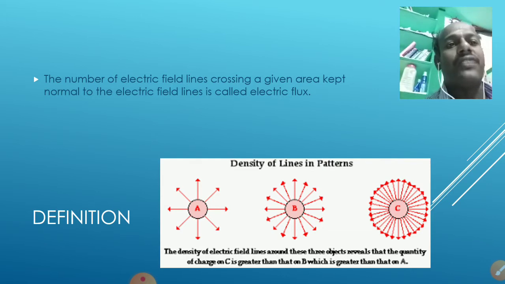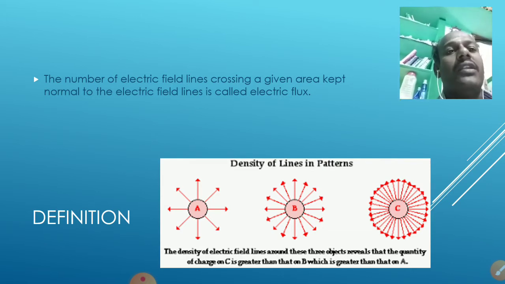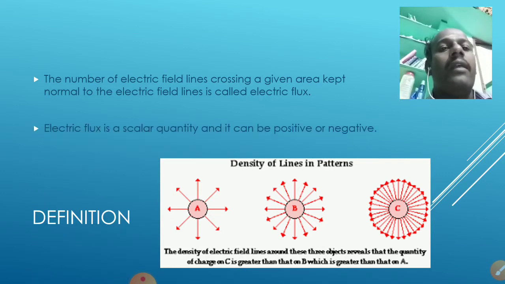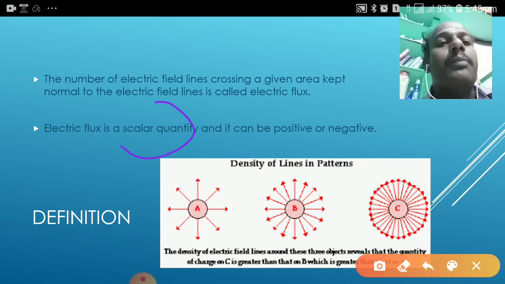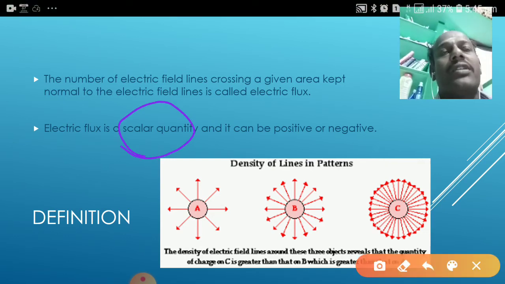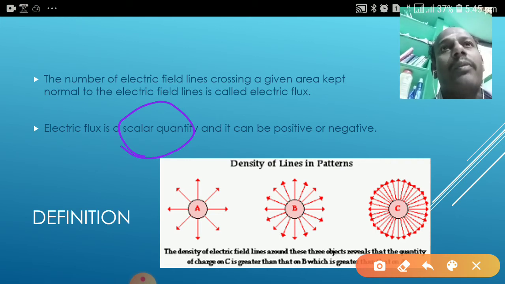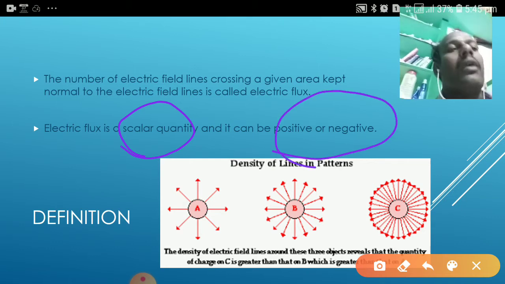The number of electric field lines crossing a given area kept normal to the electric field lines is called electric flux. What is called normal? Electric flux is a scalar quantity, and that is a very important point. Its unit is coulomb, Newton to the power minus 1, meter to the power minus 2. And it can have a value either positive or negative.